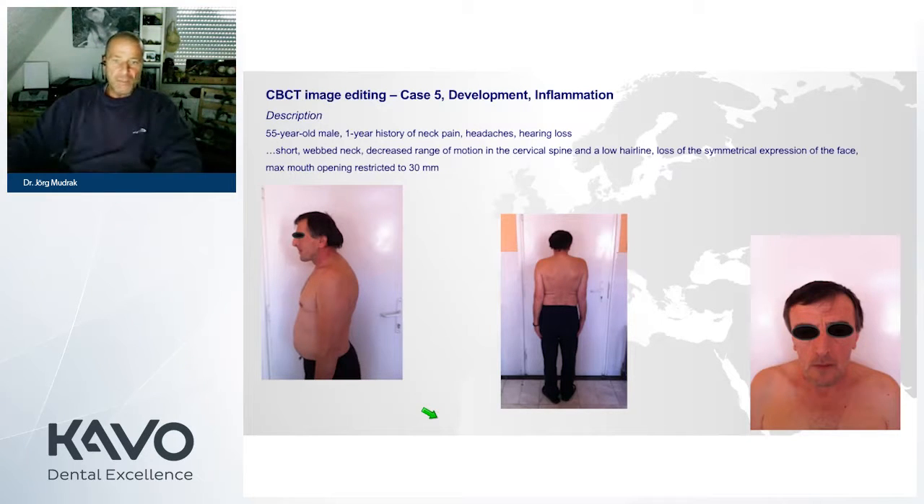And as you can see from the clinical view, he got a short web neck, a decreased range of motion in the cervical spine and the low hairline. This is what you can see here. So this is what the clinical examination showed. He has lost the symmetrical expression of the face, and his maximum mouth opening is restricted to 30 millimeters. So you see the lateral, the distal, and the facial view.